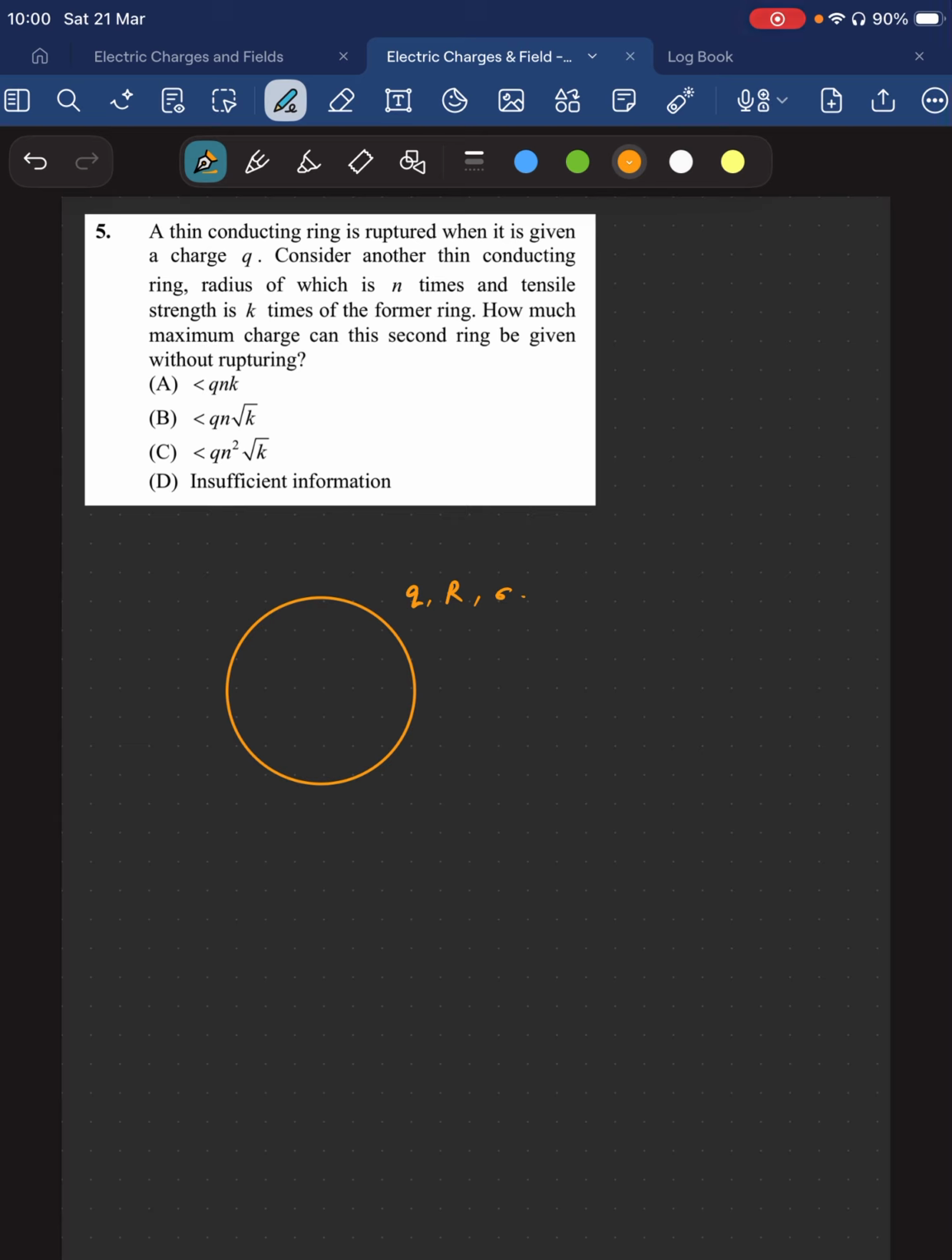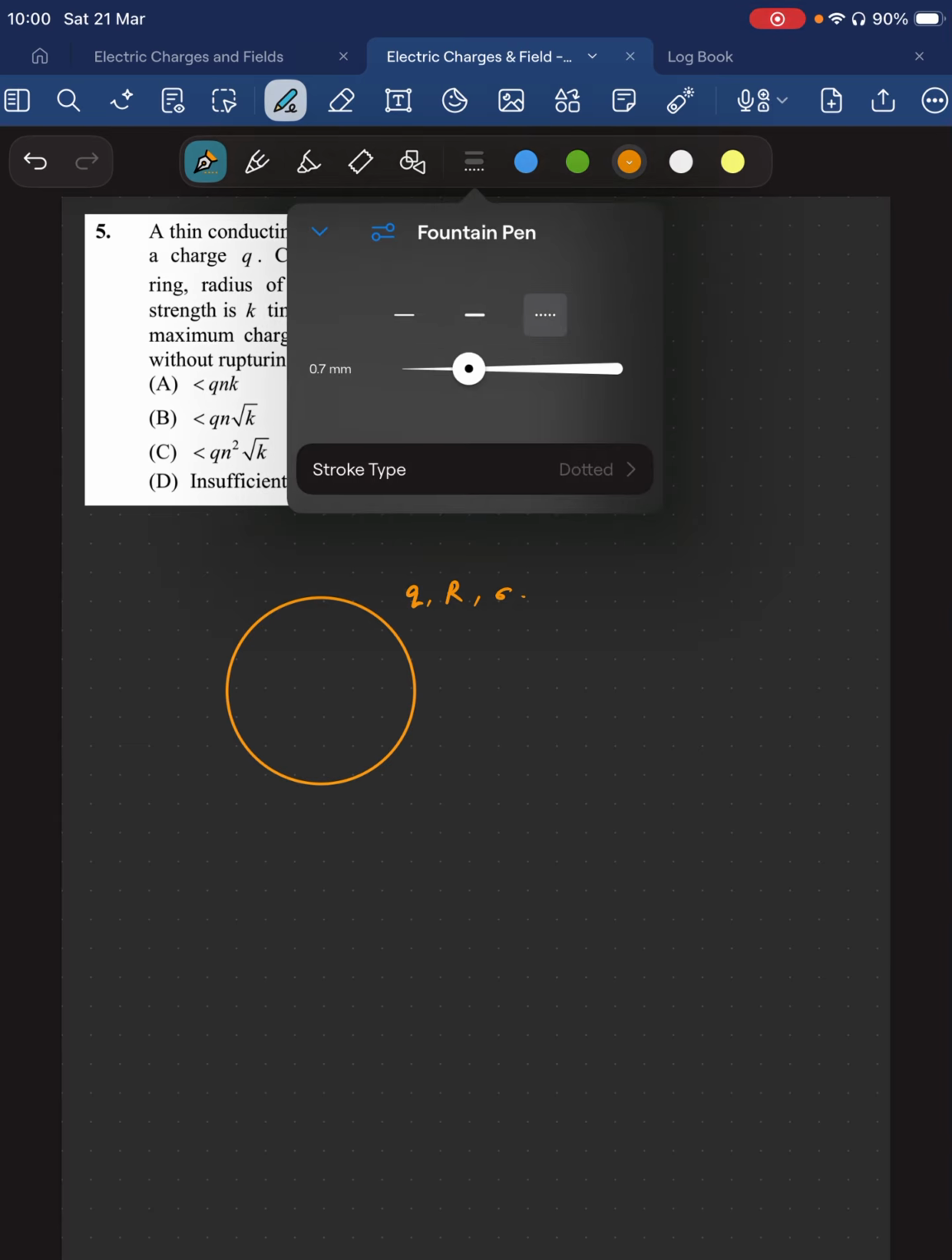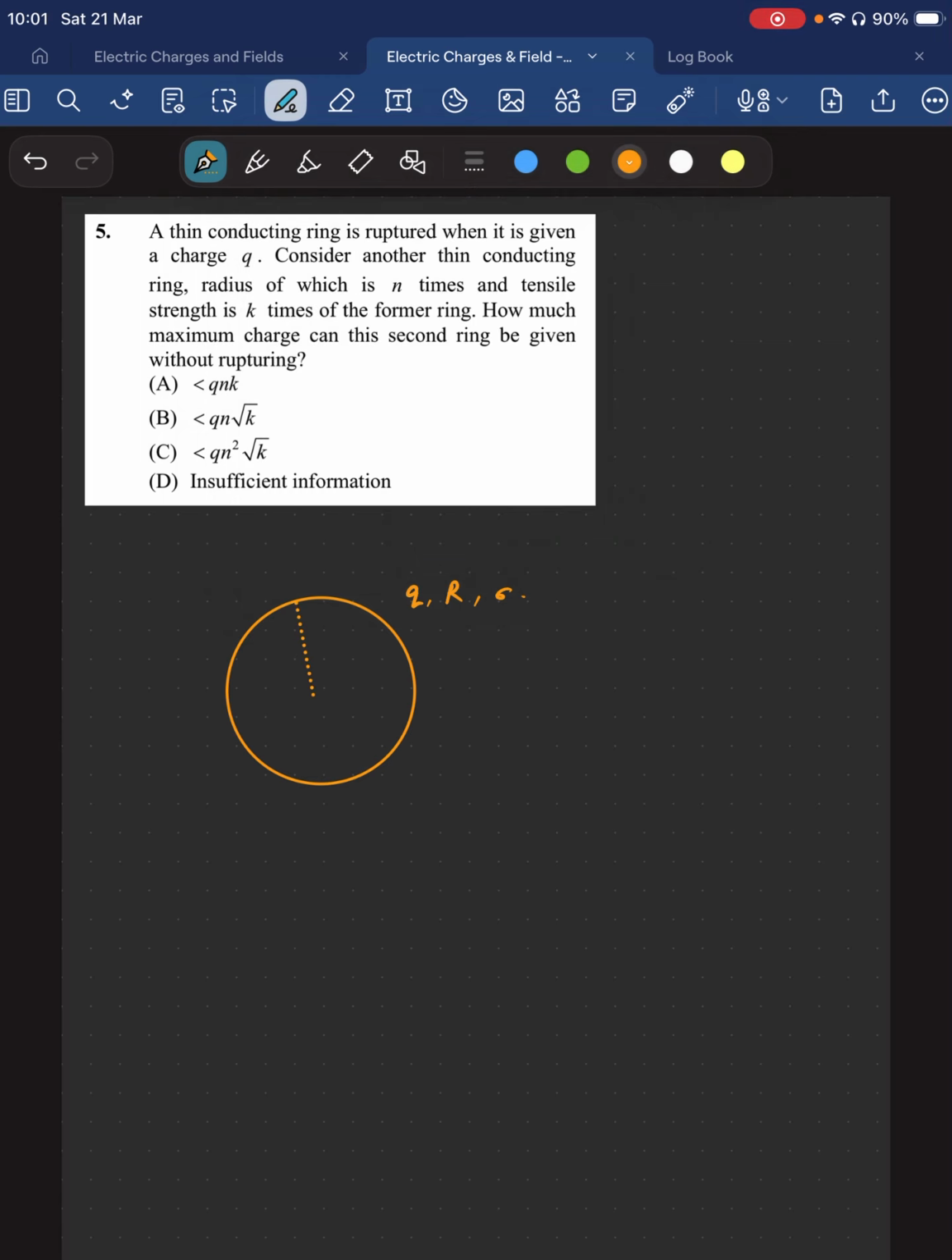Okay, so the idea behind this question would be to think about why this ring ruptures when a charge is being given to it, right? And that will be much more easily understandable if we consider a small portion of this ring. So let me consider a portion of the ring which subtends a small angle d theta at the center.